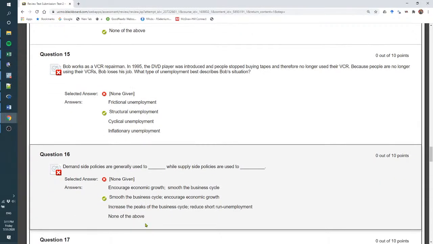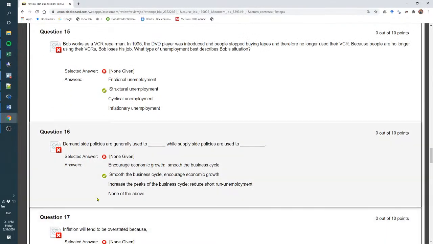Question number 16. Demand-side policies are generally used to smooth the business cycle and... Oh man, I made a mistake on this one. This right here, it's not to... This is none of the above. Oh, no, this is fine. I didn't read the supply side. Oops, my bad. Got people's hopes up there for a second. Sorry, it's been a long day.